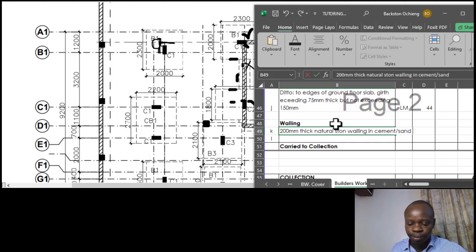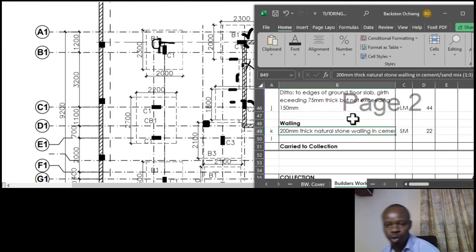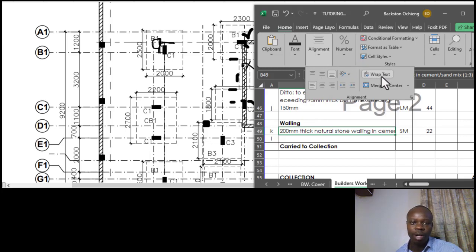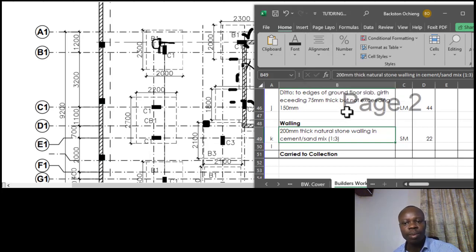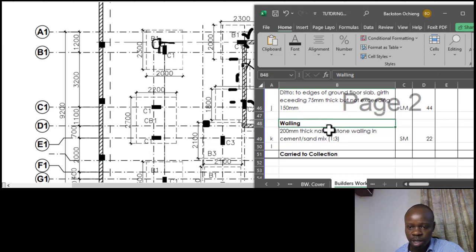Cement, sand, 1 to 3, the mix. So you can make it that way. Mix 1 to 3, so this is stone. Right, so 200 millimeters thick natural stone walling in cement sand, mix 1 to 3. So basically that is how you go about foundation walling, and the principle remains the same even when the wall was bigger than that. You describe it as we've just mentioned.